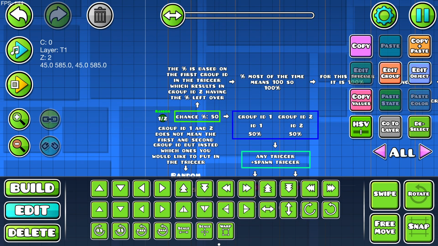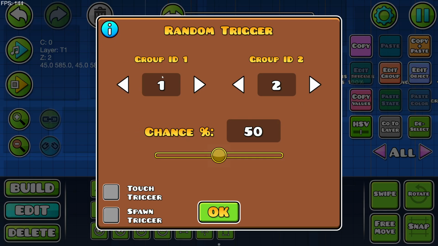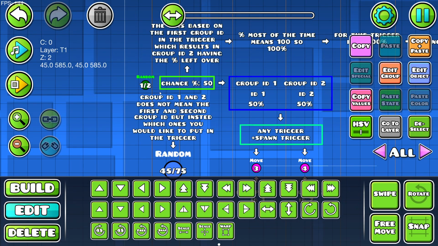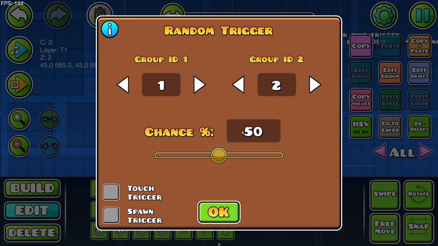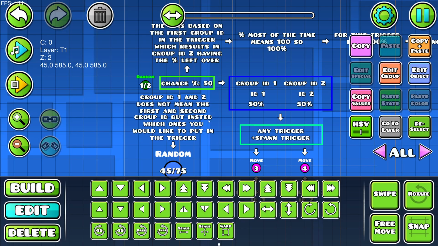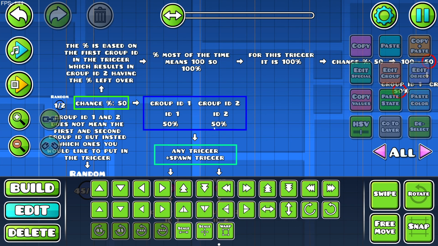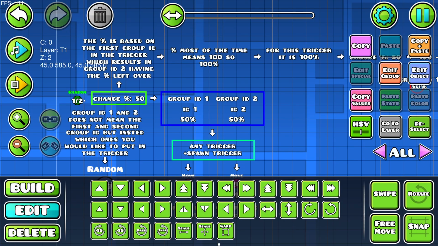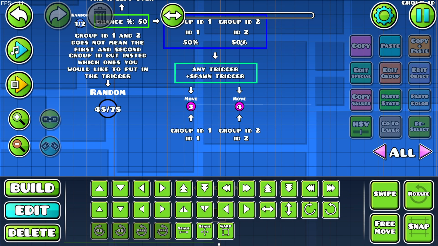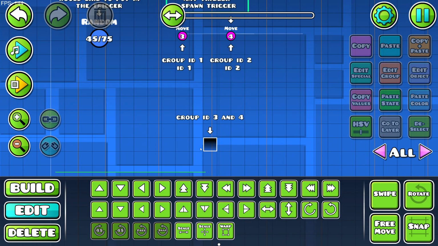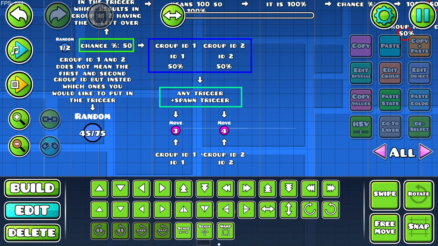It's because of this thing here called the random trigger, which is based on group ID 1 and 2, with a chance of 50. So how this works is that if you put the chance of 50% in there, like that, it will make both group IDs 50%, so they're both even. So the chances are 50% if it goes up or down using these move triggers.